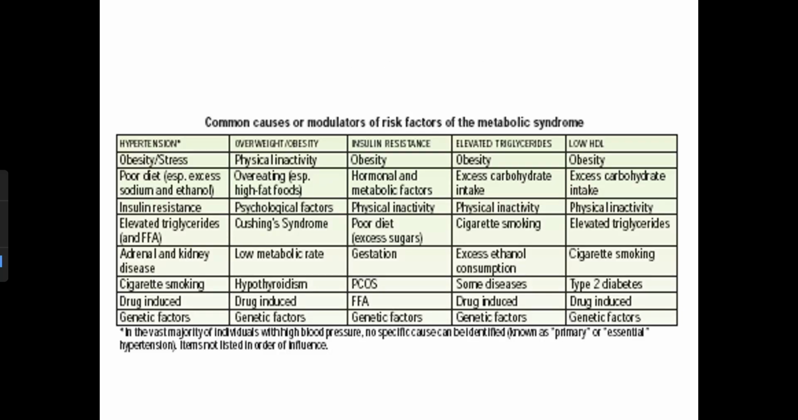This is kind of a fuzzy table, but if you could pause the video and read through this, you can see hypertension, obesity, insulin resistance, elevated triglycerides, low HDL, and the common causes of all of those contributing factors to metabolic syndrome.